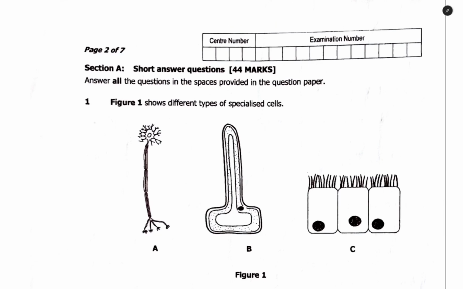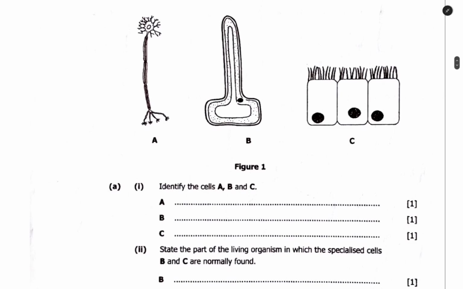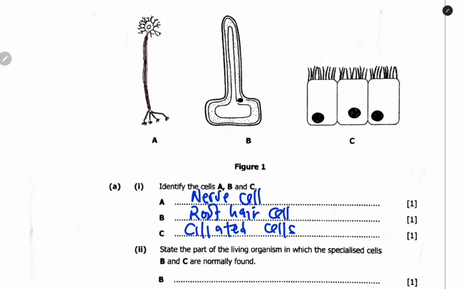And the question reads, Figure 1 shows different types of specialized cells. As you can see, the cells A, B, and C. The first question, identify cells A, B, and C. So cell A is nerve cell. Then of course cell B, root hair cell. Then we have C, ciliated cells. Okay, so these are cells that we have, that is A, B, C.